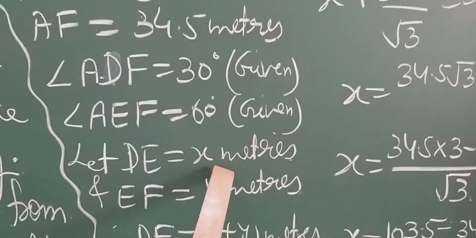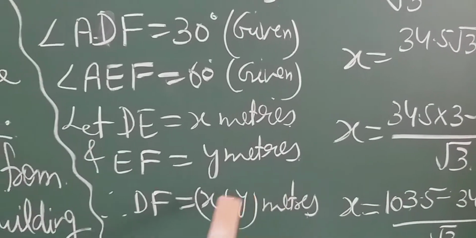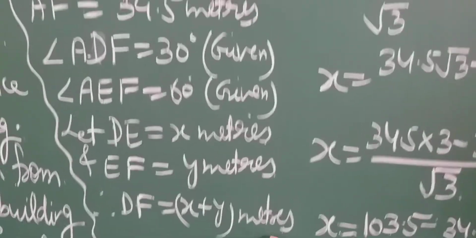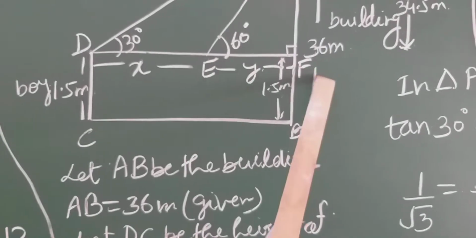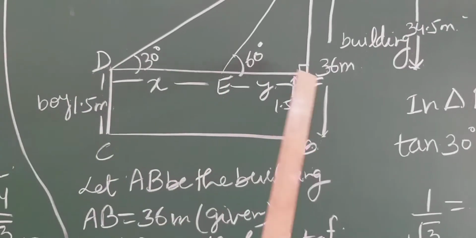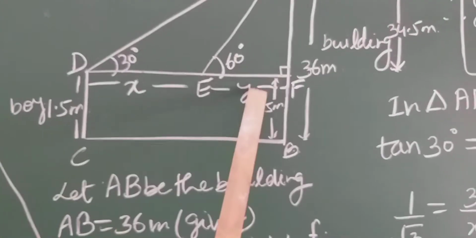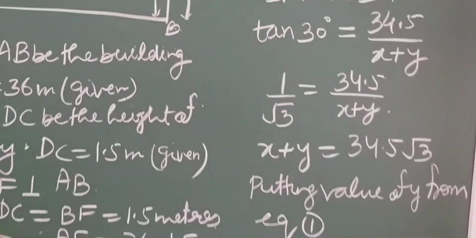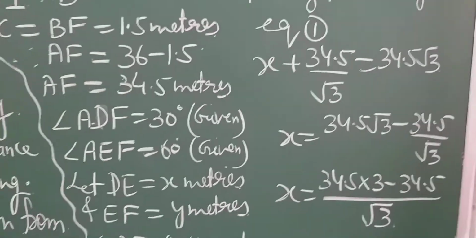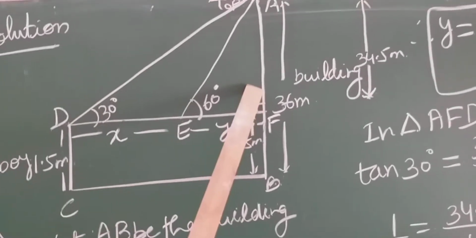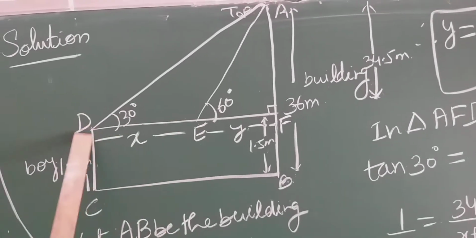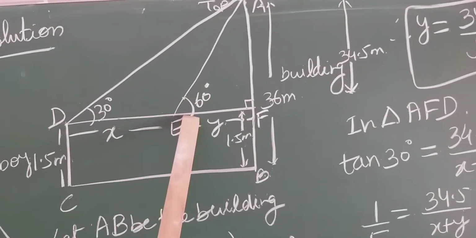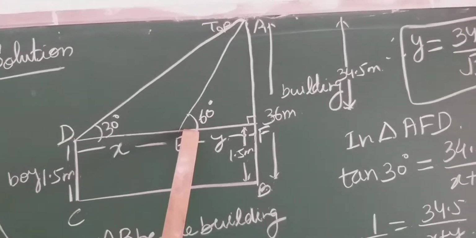DE equals X meter and EF equals Y meter. So DF equals X plus Y meter. DE equals X meter, EF equals Y meter, and DF equals X plus Y meter. Okay students, now two triangles are there. So we have to calculate the value of X, the distance covered by the boy towards the building.